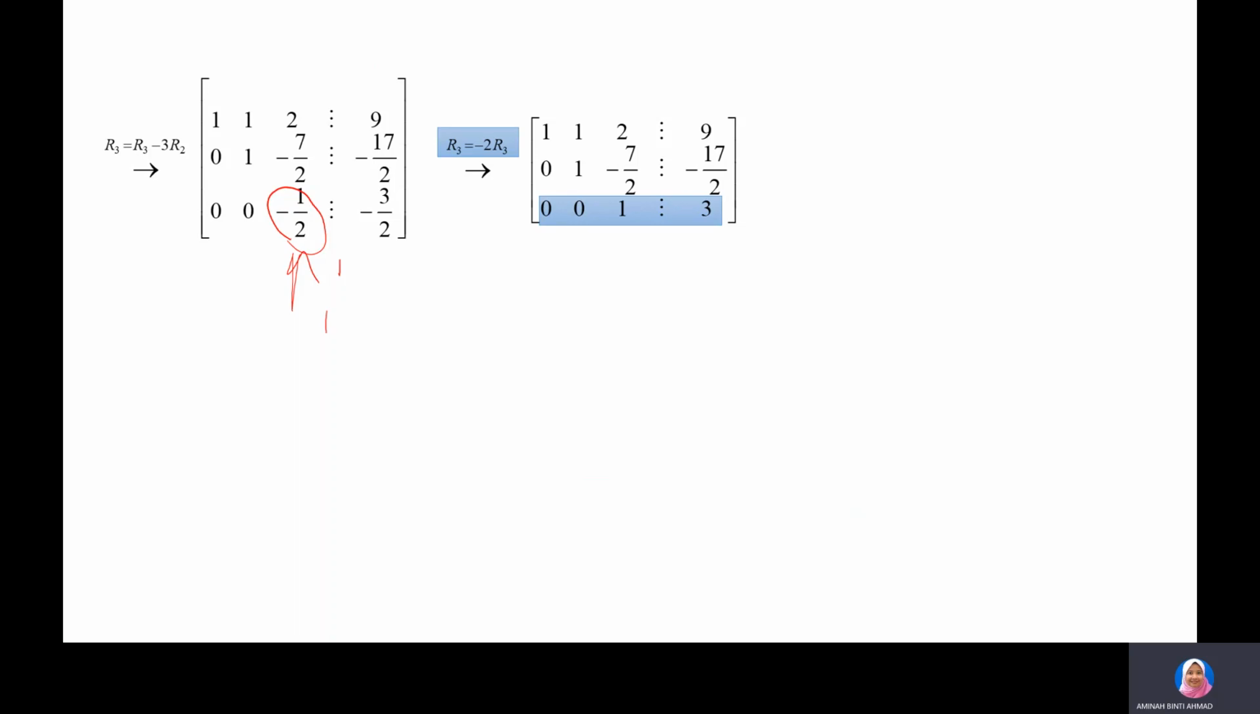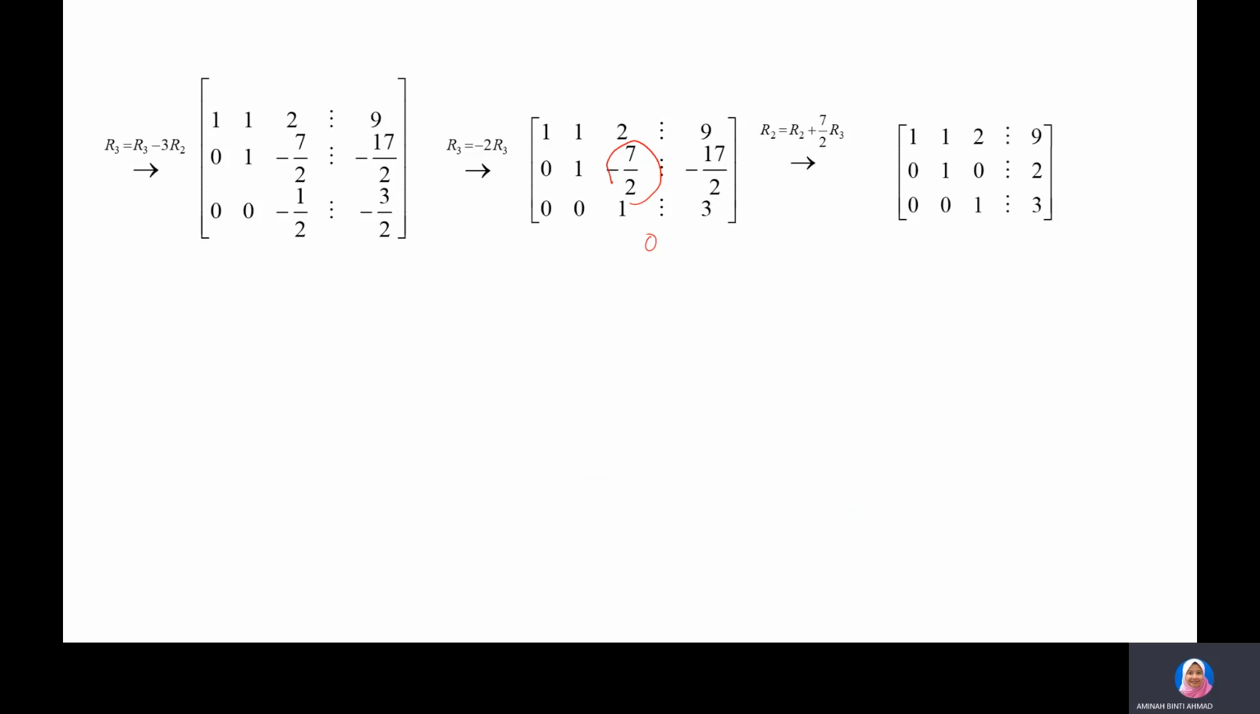Next, we'll focus on this part. So make sure this is equal to 0. So it's row 2 plus 7 over 2 row 3. And do all of row 2. And then we focus on this entry so that this will be equal to 0. Then we put row 1 equal to row 1 minus 2 row 3.